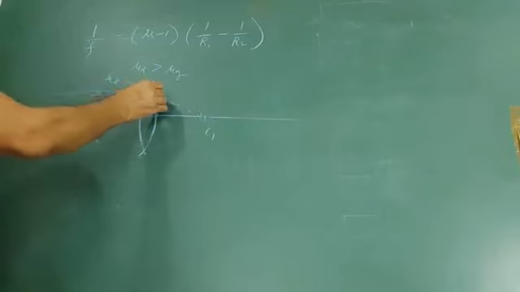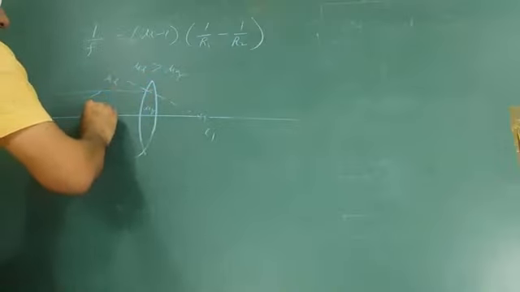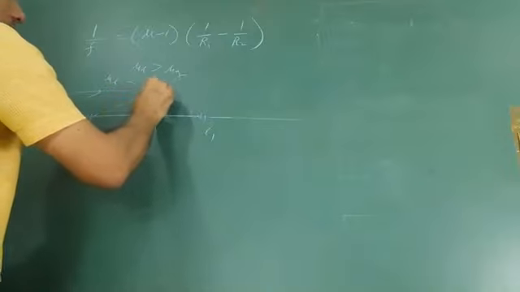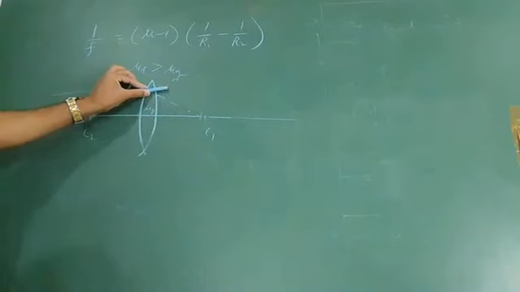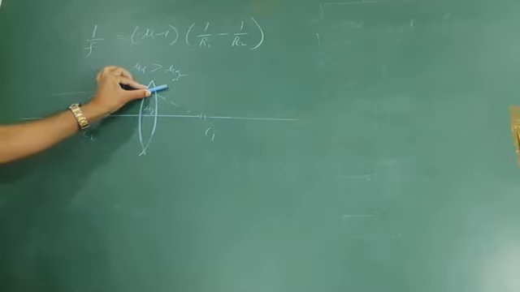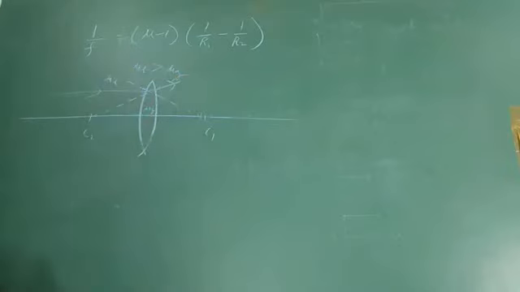Now at this surface, it moves from this medium to this medium, that is from rarer to denser. At this point again draw a perpendicular, join it with the center. That was the path. Now it is moving from rarer to denser, so it will bend towards the normal, so it will bend in this direction. So there will be double bending away from the principal axis. So this convex lens will behave like a diverging lens under this condition. Otherwise, generally a convex lens is a converging lens.